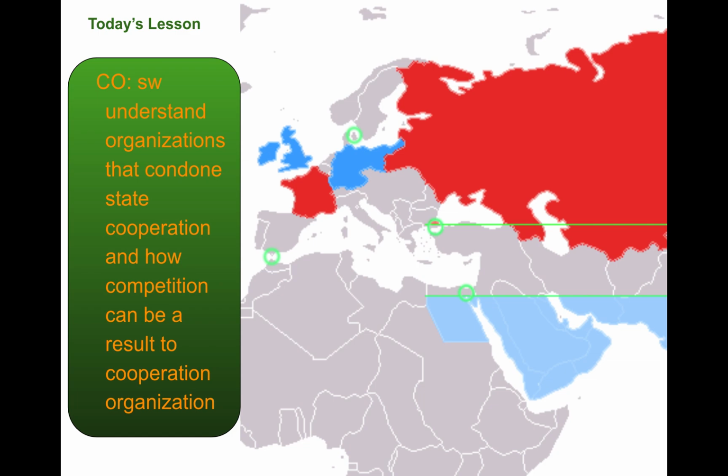Chapter 8, Political Geography, Key Issue 3, Content Objective. Understand organizations that condone state cooperation and how competition can be a result of cooperation organization.